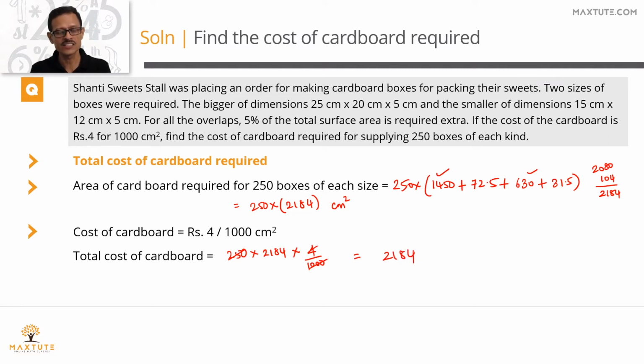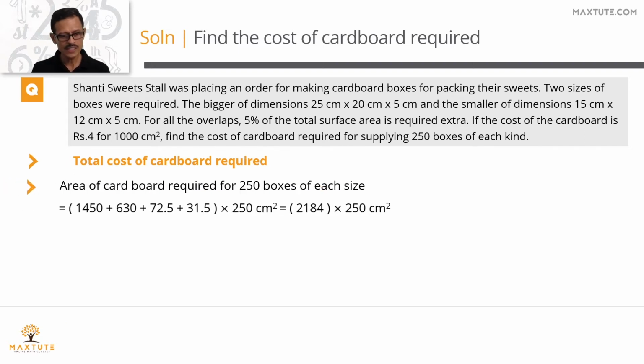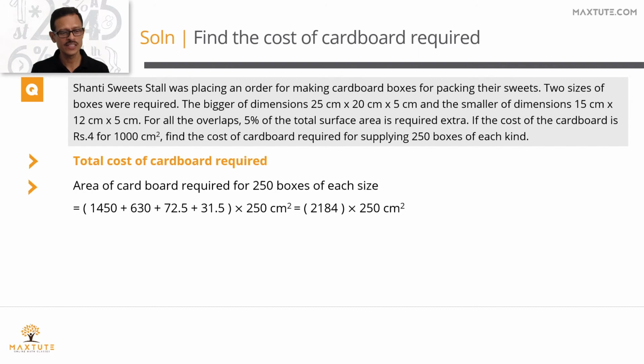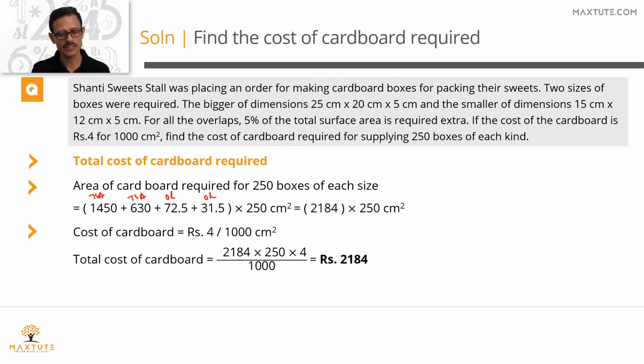Otherwise, if we had done the calculation at this stage, we would have computed the centimeter square area in a large number and would have tried to divide it, multiply it again with a 4. All that complications can be avoided. Quickly summarize it in a printed form. Area required for 250 boxes is the total surface area of the larger box. This is the total surface area of the smaller box. Overlap for the larger box, overlap for the smaller box. All these numbers add up to 2184. So total area required for 250 boxes is 2184 into 250. At the rate of 4 per 1000 square centimeters works out to 2184 rupees.